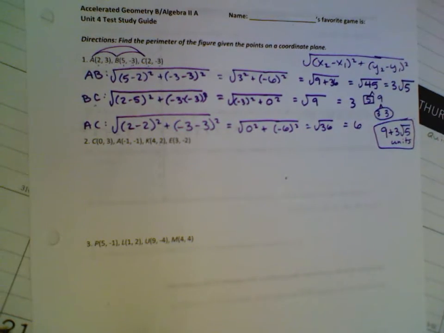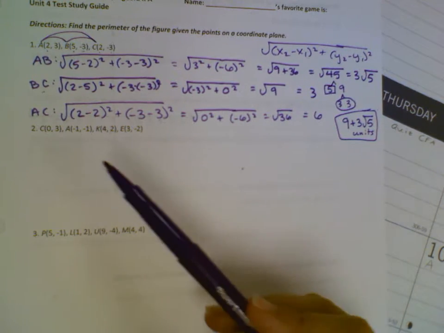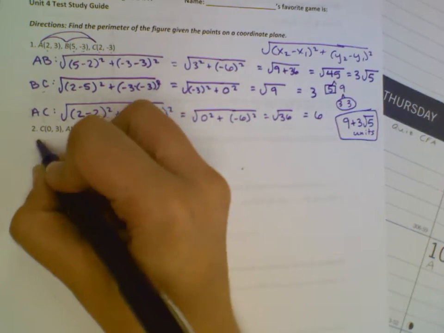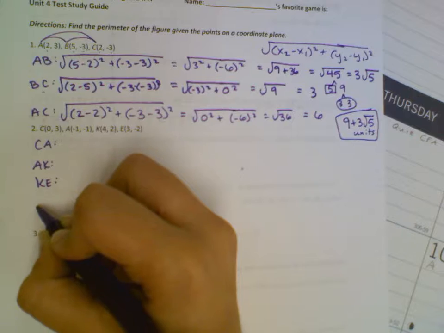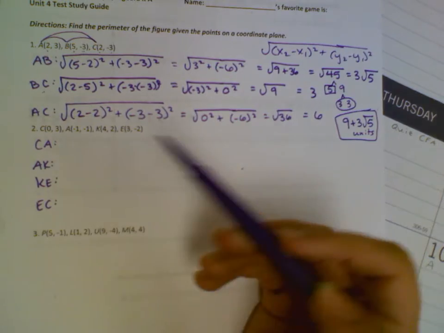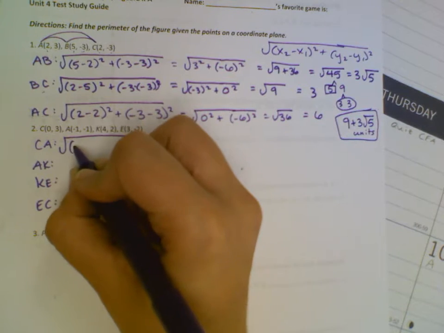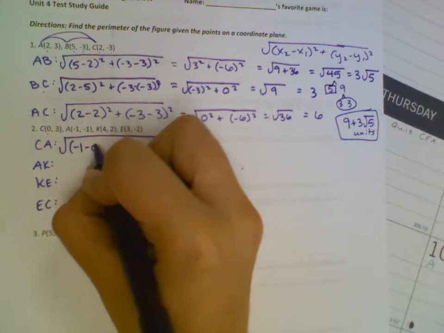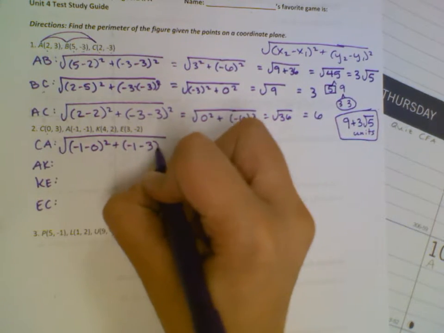For number two, it's a quadrilateral. I know that because I have four vertices. So that means I will need CA, AK, KE, and EC. So CA, AK, KE, and EC. CA will be x2 minus x1 squared plus y2 minus y1 squared.